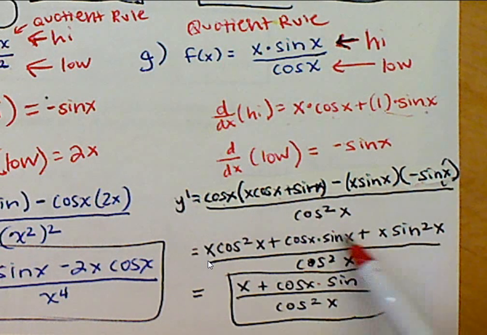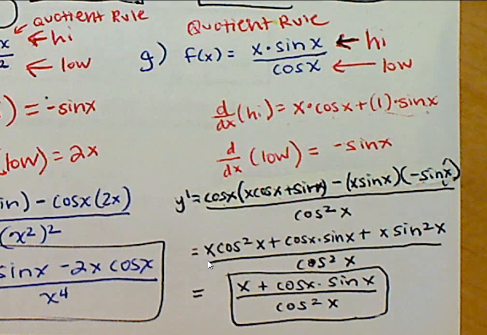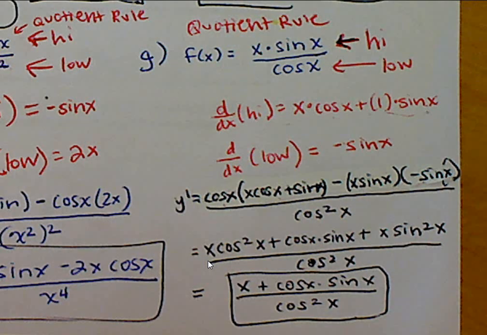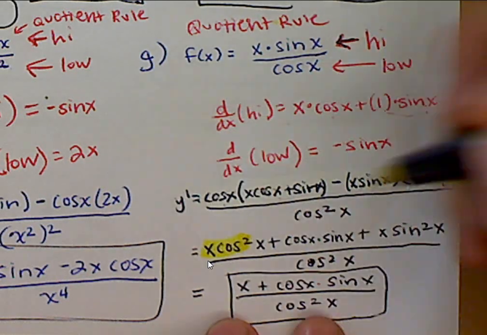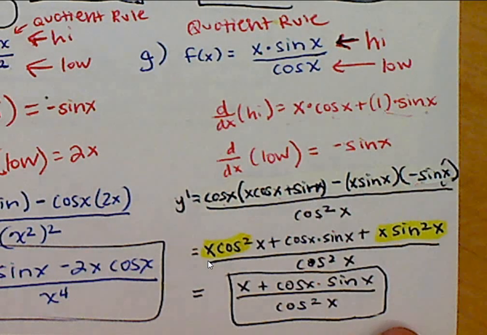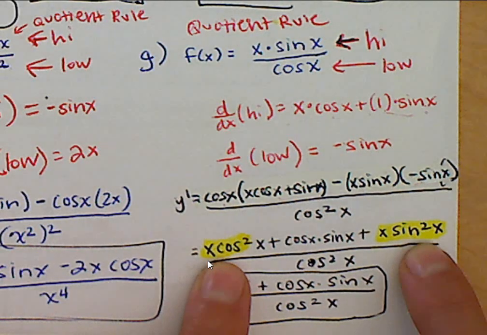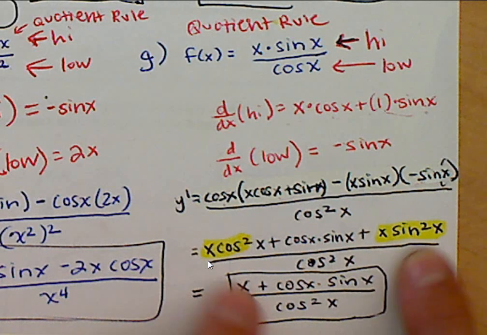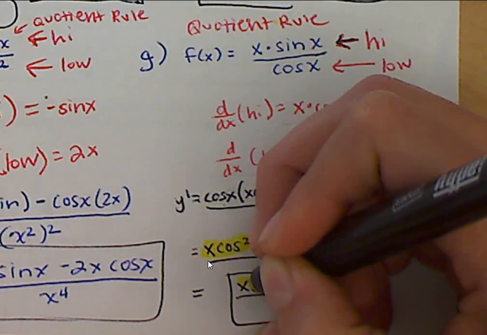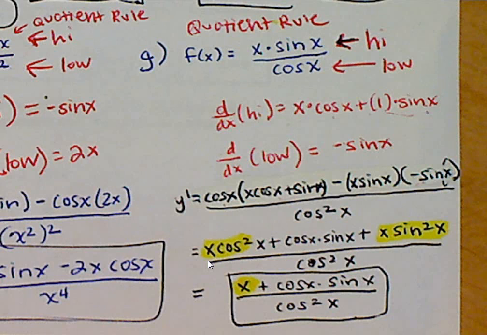I multiplied everything out, and then what's kind of cool is that this term, x cosine squared and x sine squared, you know cosine squared and sine squared added together equal 1. So x cosine squared plus x sine squared add together to equal x. So that is a cool simplification trick if you weren't aware.